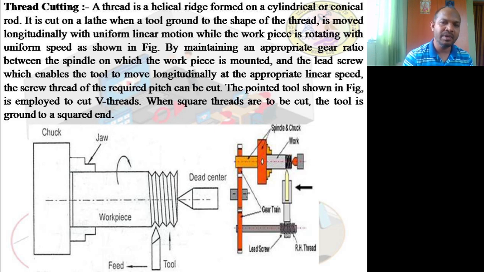Now we have a dead center. Once again, it is a supporting element, the dead center, which comes from the tailstock and supports the workpiece. The workpiece gets support from both the live center in the headstock and the dead center in the tailstock, and the tool will be moved longitudinally, towards the left, with a perfect depth of cut, giving rise to threading at the particular place.